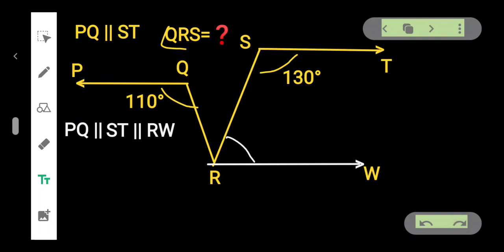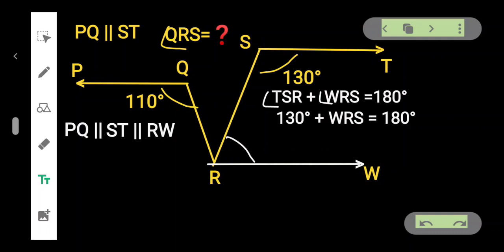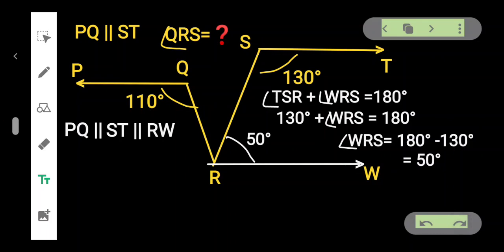Now, ST and RW are parallel, again using the property of interior angles on the same side. The sum of interior angles is 180. Therefore, 130 plus angle WRS must be equal to 180. We can write TSR plus WRS is equal to 180 degrees. Put the angle sign. 130 plus WRS must be equal to 180. Therefore, WRS must be, what should be added to 130 to make it 180 degrees? No doubt, it's 50 degrees. You can write it directly for a 1 mark question. Otherwise, we have to write these steps.